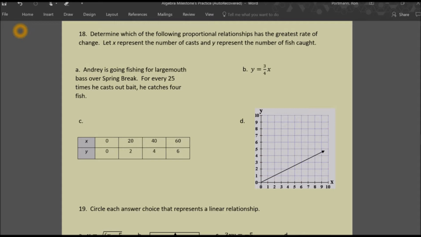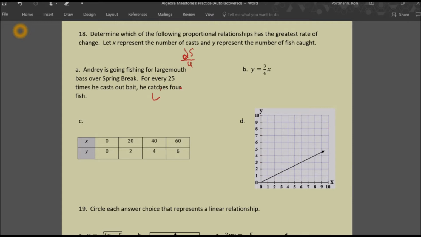A, it says Andrew is going fishing for largemouth bass over spring break. For every 25 times he casts out the bait, he catches 4 fish. So we have to figure out what the rate of change is here. Well, you could look at that as a proportion. Is it going to be 25 over 4 or 4 out of 25? What makes the most sense? If it was 25 out of 4, that is a number close to 5. That means every time he casts out his bait, he catches 5 fish. That makes not one bit of sense.